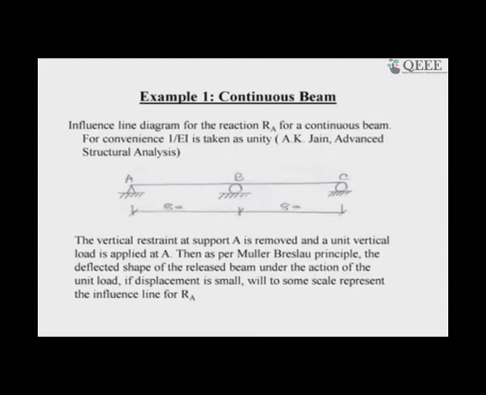Now, coming to this particular beam, the vertical restraint at support A is to be removed and a unit vertical load is applied at A. Then as per the Muller-Breslau principle, the deflected shape of the released beam under the action of the unit load, if displacement is small, will to some scale represent the influence line diagram for the reaction RA. This is the influence line diagram for the reaction RA.